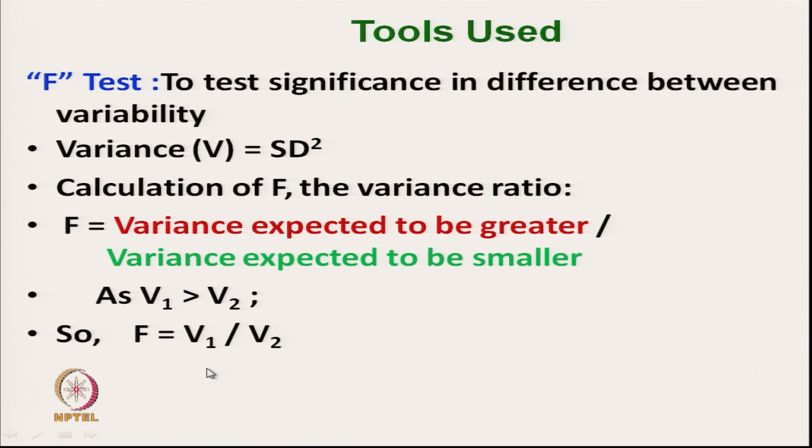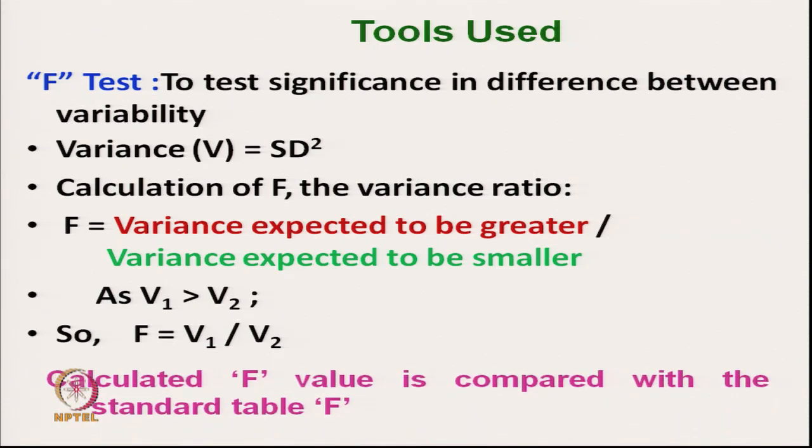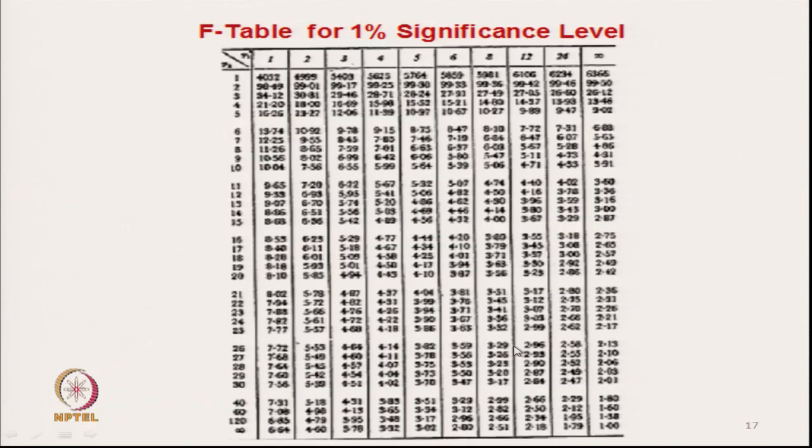Now, we have two standard deviations, SD1 and SD2. SD1 we square, and that becomes V1, and then SD2, and depending on which one is high we put the value as either V1 or V2. And then the calculated F value is compared with the standard F table. Here the standard F table is given.